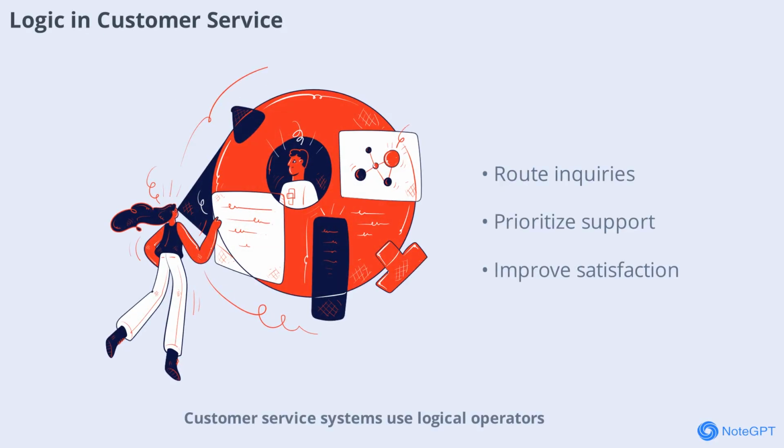Customer service systems use logical operators to route inquiries and provide support. For example, a request might be handled if it's urgent or from a VIP customer. Logical operators help prioritize tasks and improve customer satisfaction.